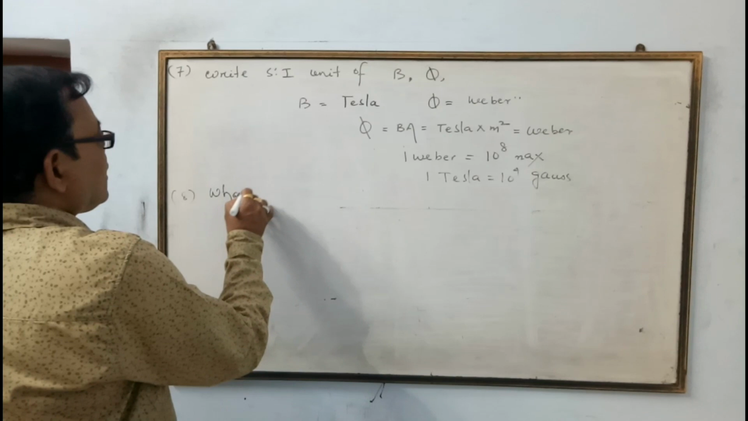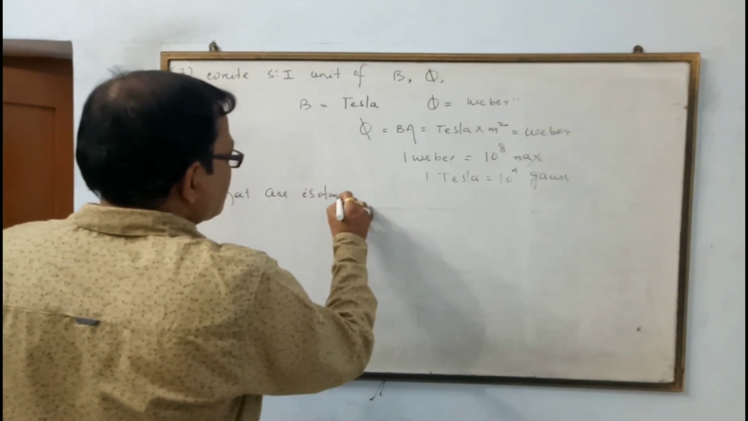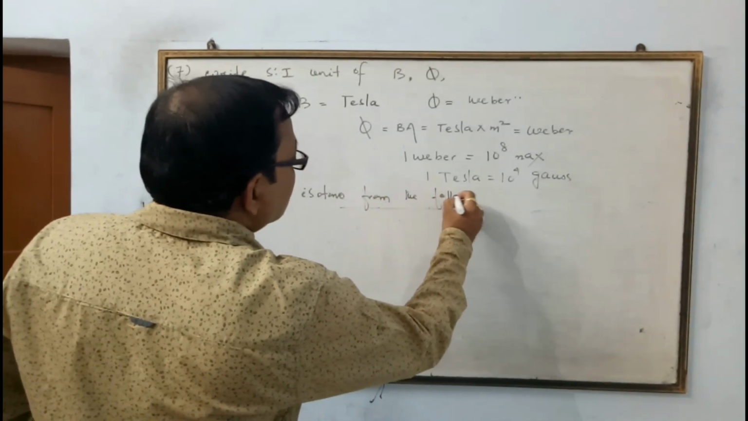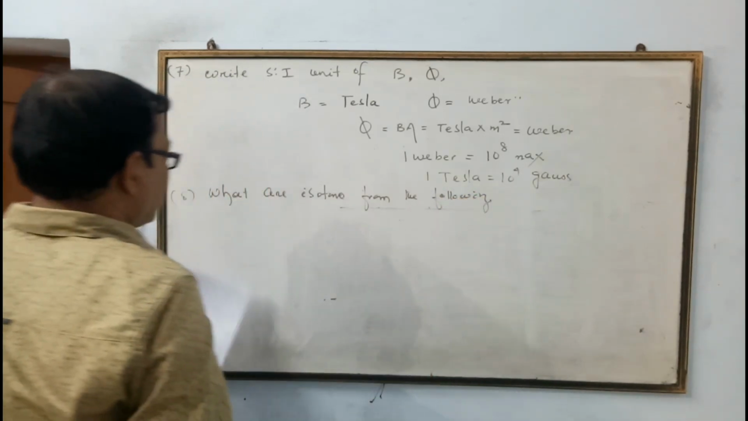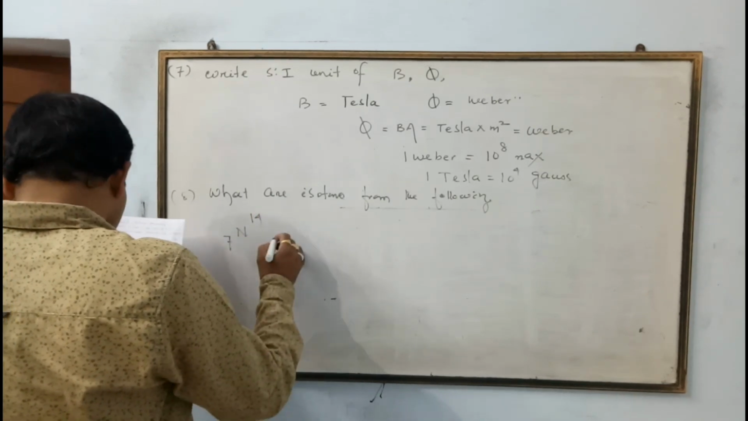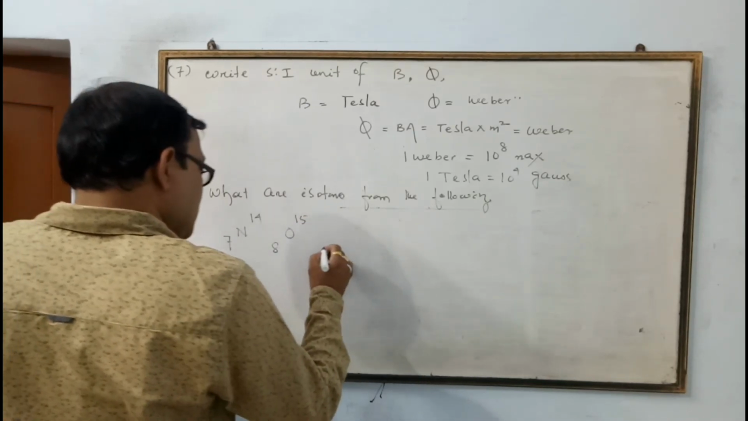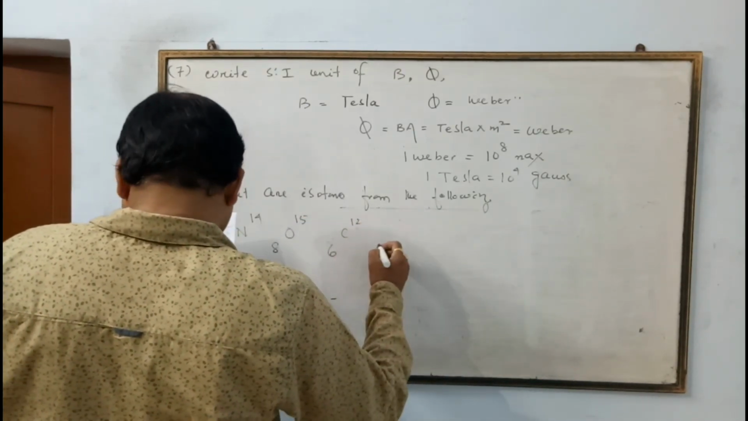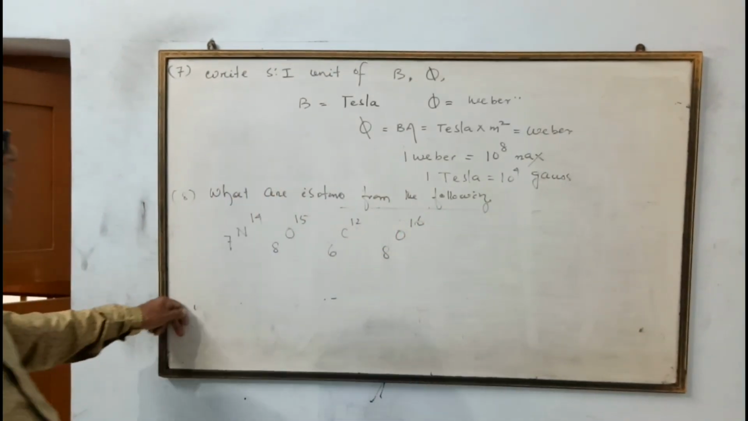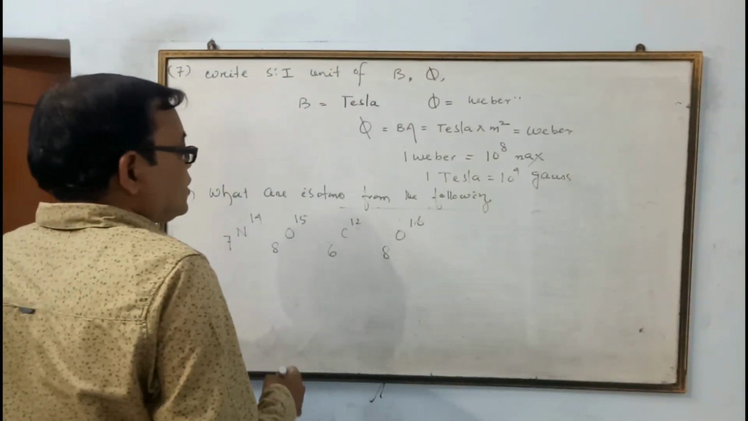What are isotones from the following species? Certain nuclei are given, like 7N14, 8O15, 6C12, 8O16. These are the nuclei. We have to find out which are isotones.